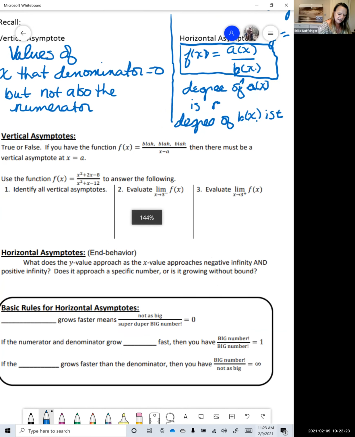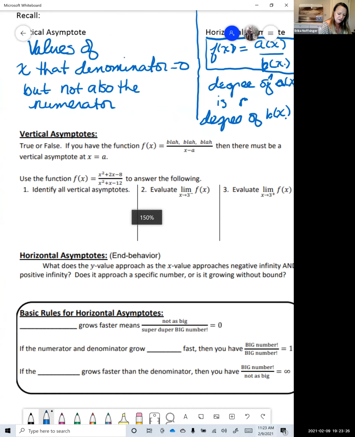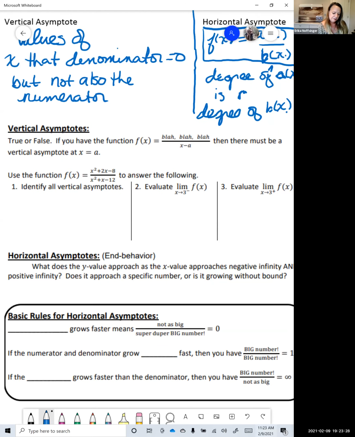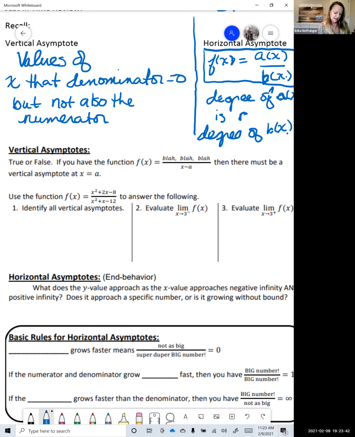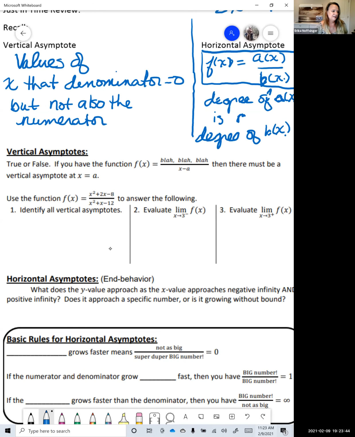So there's a question here about vertical asymptotes. Is this true or false? If you have a function f of x equals blah, blah, blah, it doesn't really matter what's up there, all over x minus a, then there must be a vertical asymptote at x equals a. Do you think that's true or false? If you think it's true, how about thumbs up? If you think that's false, thumbs down.